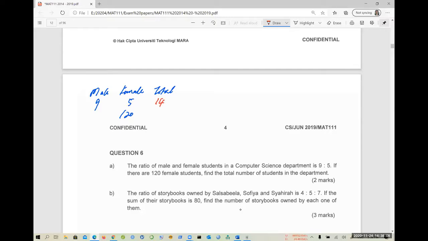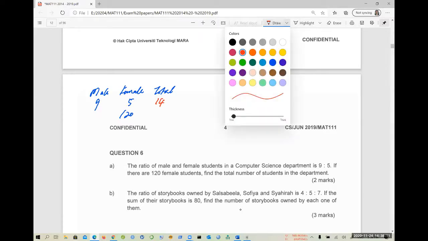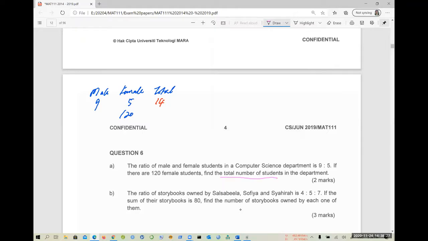So let's say you want the value of the total, right? Because the question asks you to find the total number of students. So let's say this one is X. In this case, you can use these 4 cells, right? So you have female and total. So how to come up with this one? You get 5 over 120. This is equivalent to 14 over X.